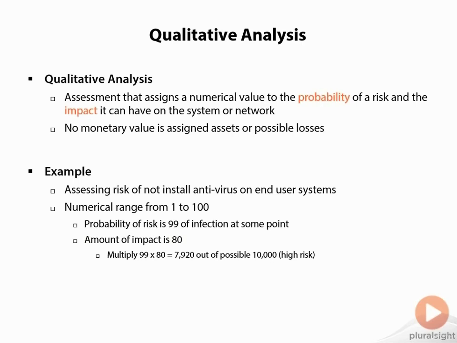Our ability to get things done is going to be impeded, right? So we'll give it a ranking of 80. So if we multiply that 99 times 80, that gives us a ranking of 7,920 out of a possible 10,000, right? Because if we took our 1 to 100, both of those categories would have a maximum value of 100. So if we took 100 times 100, that would give us 10,000. So that's where we get the 7,920 out of 10,000.